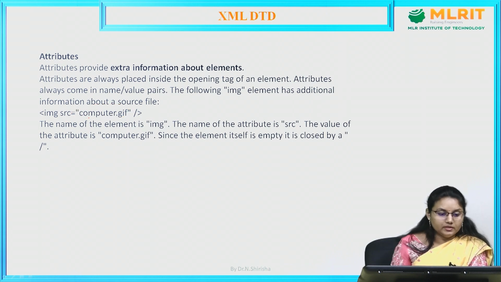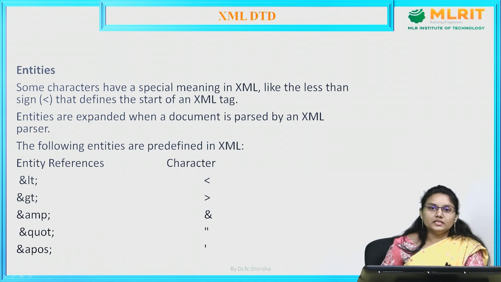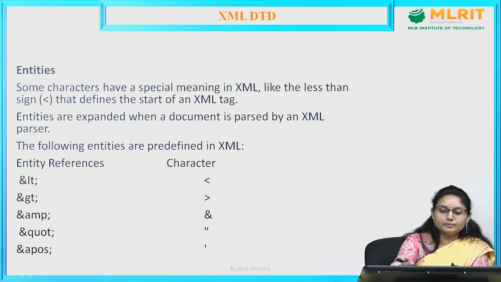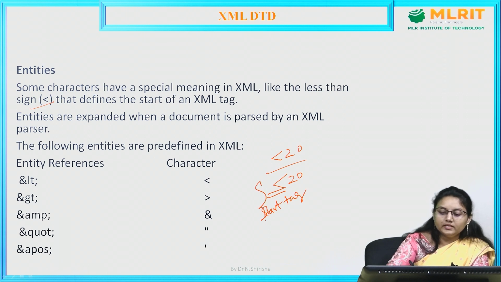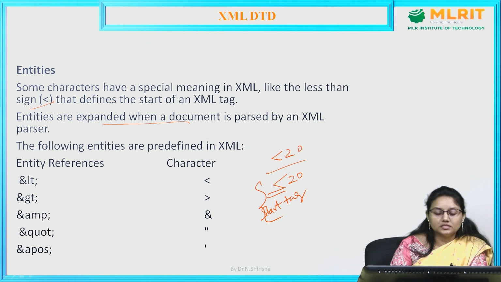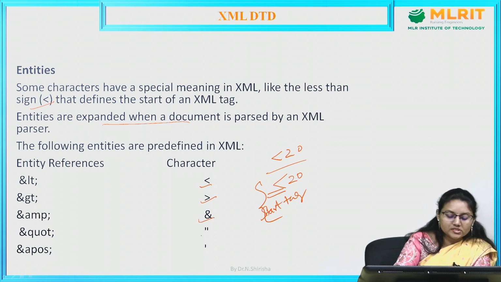Okay. Then entities. These are the escape sequences or the special characters that you are going to define. Some characters have special meaning in XML. So less than means what? Normally less than 20, the values that come below 20. But when I write the less-than symbol followed by 20 here in the XML, this will be considered as a start tag. So there is again ambiguity. To avoid such ambiguities, entities are expanded when the document is parsed. So less than, greater than, ampersand, double quotes, quotations can all be written using this.